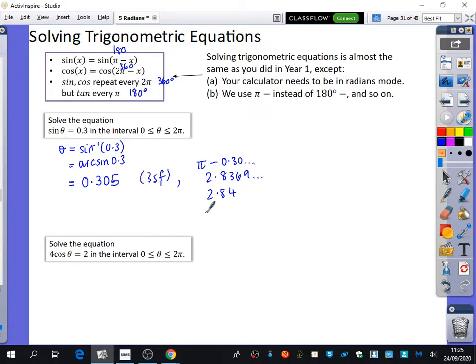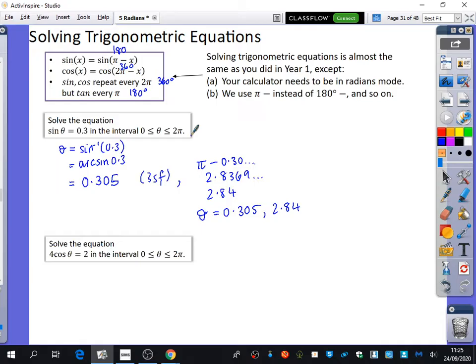2.84 radians, but I don't have to write the units or anything. So theta is 0.305 or 2.84. For some reason, I've decided to do them to 3 significant figures. Usually I would say 2 decimal places or 1 decimal place. And you'll notice that there are no other solutions that go inside this range. It's between 0 and 2 pi. And you should roughly think to yourself, 2 pi is about 6.2, 6.3. So there are no other solutions.